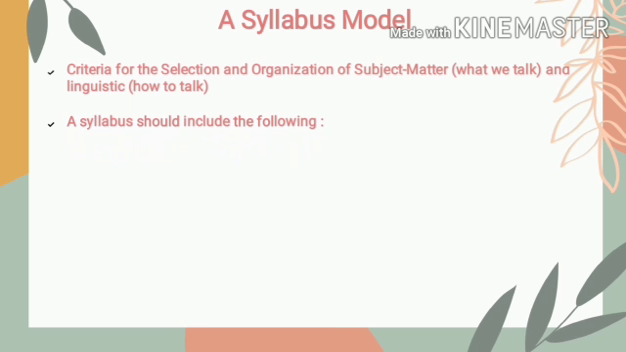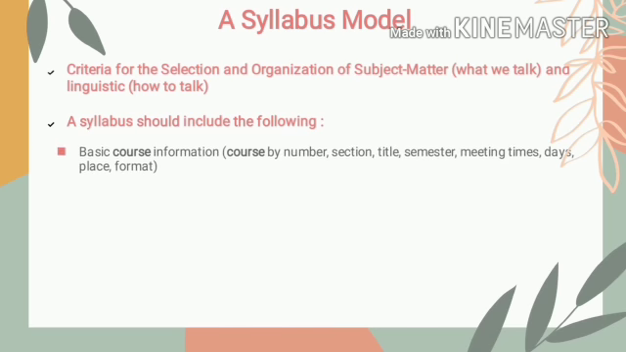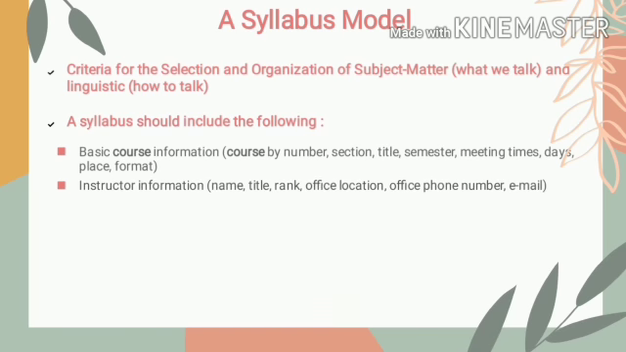Decisions about the choice of language content relate both to subject matter, that is, what to talk about, and linguistic matter, how to talk about it. As a teacher, we have to know a syllabus should include the following: basic course information, course number, section, title, semester, meeting times, days, place, and format, and instructional information such as name, title, rank, office location, office phone number, and email.